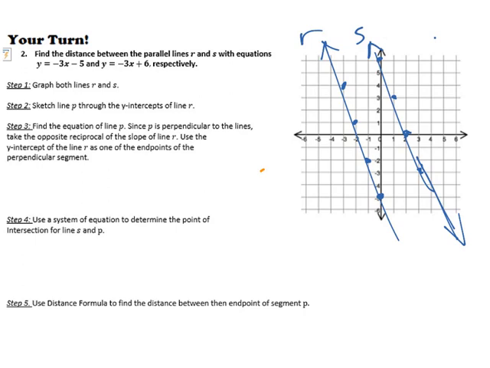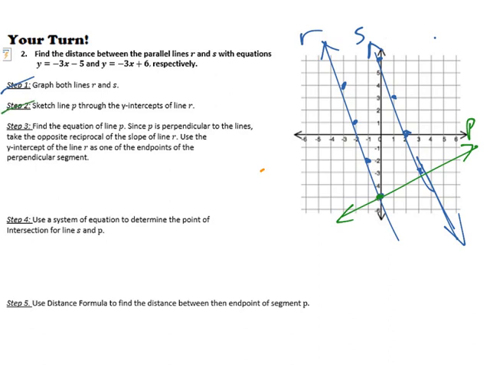Okay, so I know it's a little messy, but I did R and S there. So I've done step 1. Step 2 says sketch line P through the y-intercept of line R. So I'm going to take line P here in green. They tell me the y-intercept of R is right here. So my line should look something like this, and this is, of course, line P.